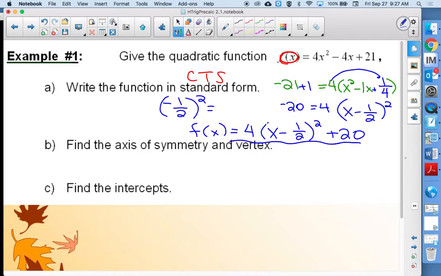So this is standard form. We completed the square, and then we just move the number back to the other side, so that you have a times x minus h squared plus k. So we started with general form. That's the most common form that you would have thought of last year. And now we have it in this standard form. Questions?